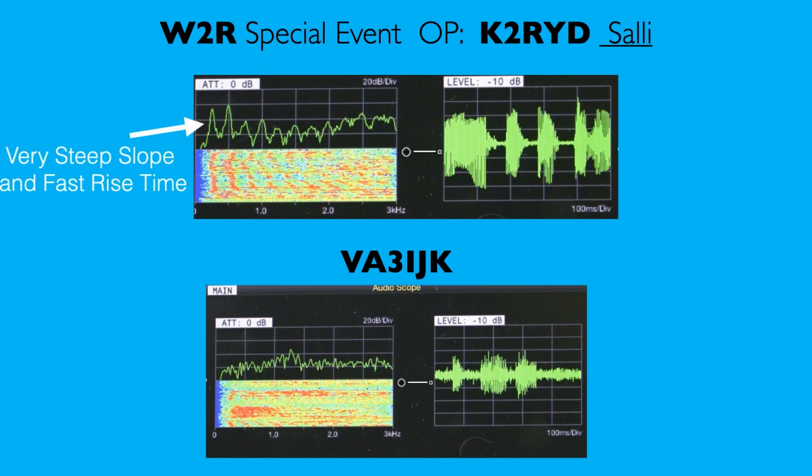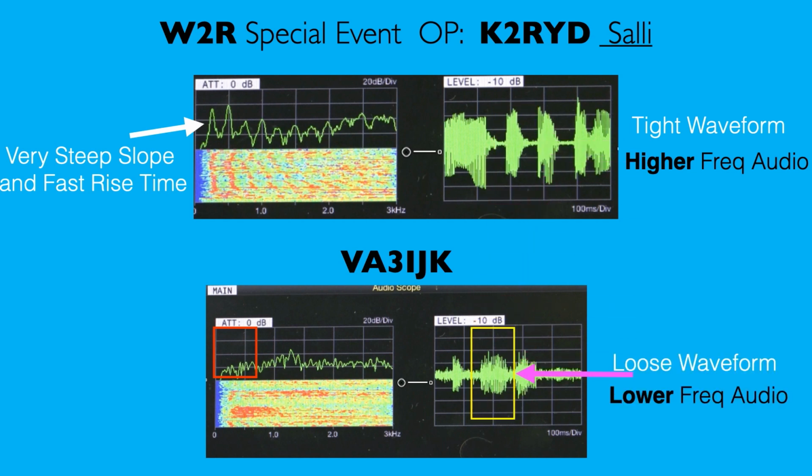Now, another clip I found that's kind of interesting here was a special event recently. I want you to look at the steep slope and fast rise time on this guy, and you'll see it, kaboom, kaboom, up and down below the signal below. He's there, he's fine. He just doesn't have the kind of punch that K2RYD does above. We've got the tighter waveform, a higher pitch voice, and a lower voice down here with the looser waveform.